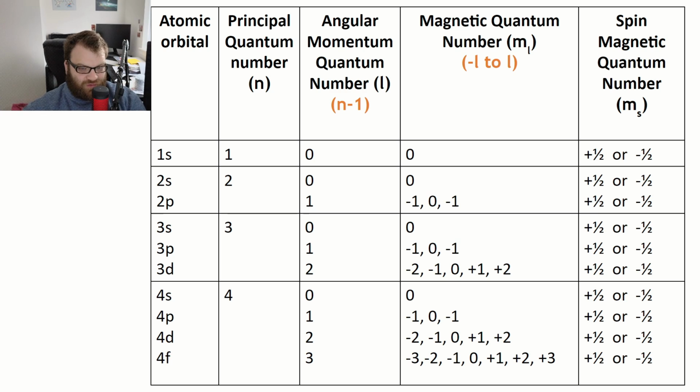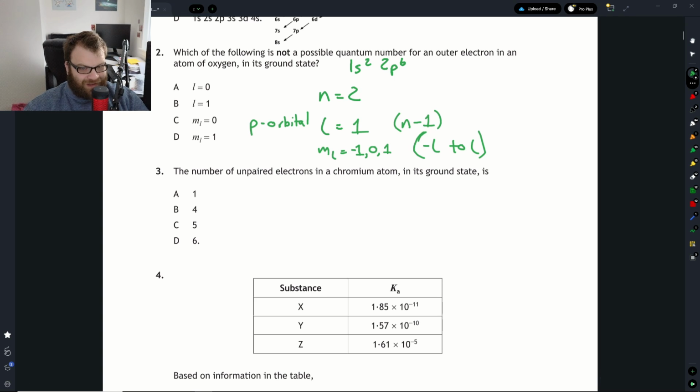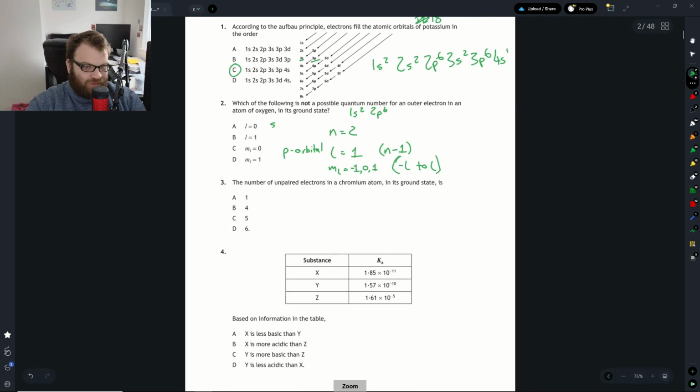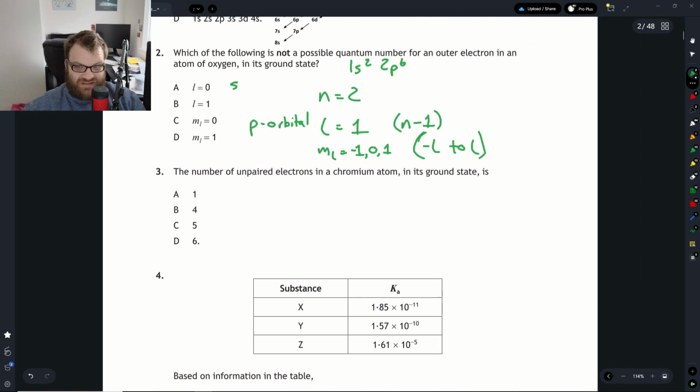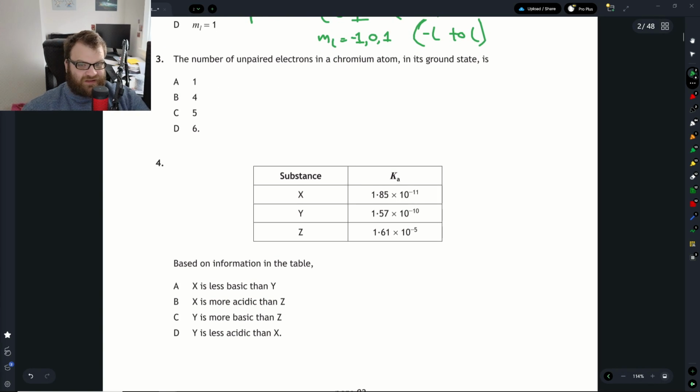If we have a value of 0, this means it will be an s orbital. The one that we care about is a p orbital, which means its value of L would be 1. Then we're dealing with our ML. That's the different possibilities of the orbitals, of which we have 3. A value of L equal to 0 would mean this would be an s orbital. We are asked about a p orbital for oxygen, making A our answer because it's not a possible value for oxygen's outer electrons.